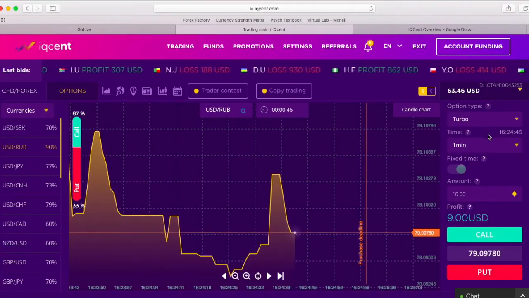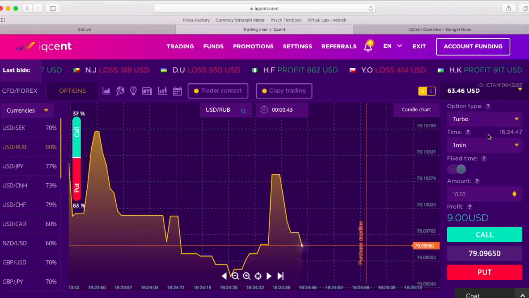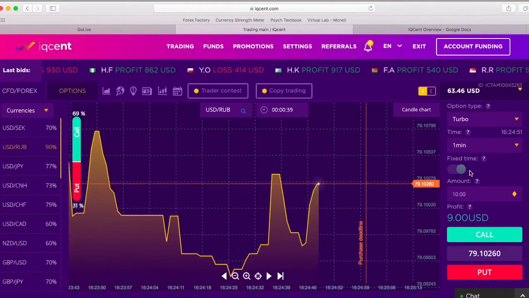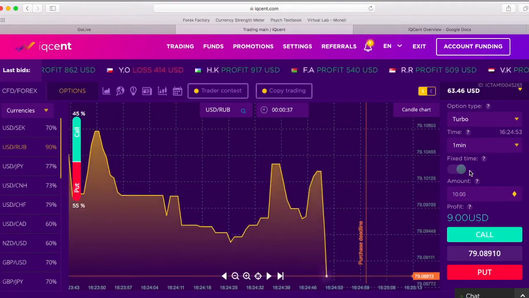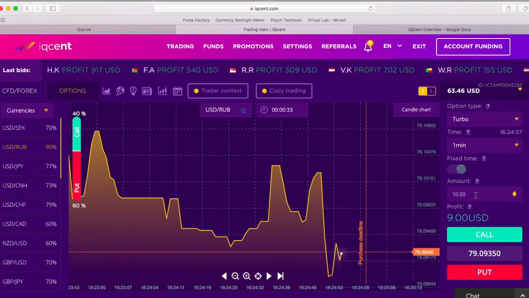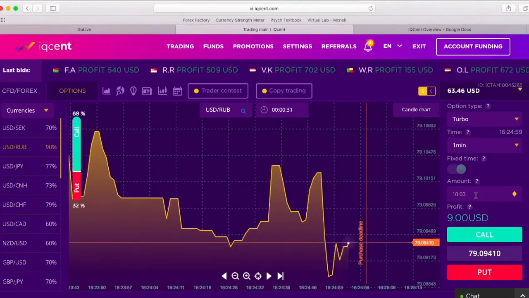This means that in X amount of minutes, you're going to know the outcome of your trade. And then for fixed time, you don't really need to know much about that other than you just need to keep it turned off. Going down to amount, as I said earlier, this is where you enter the amount you want to risk on the trade.